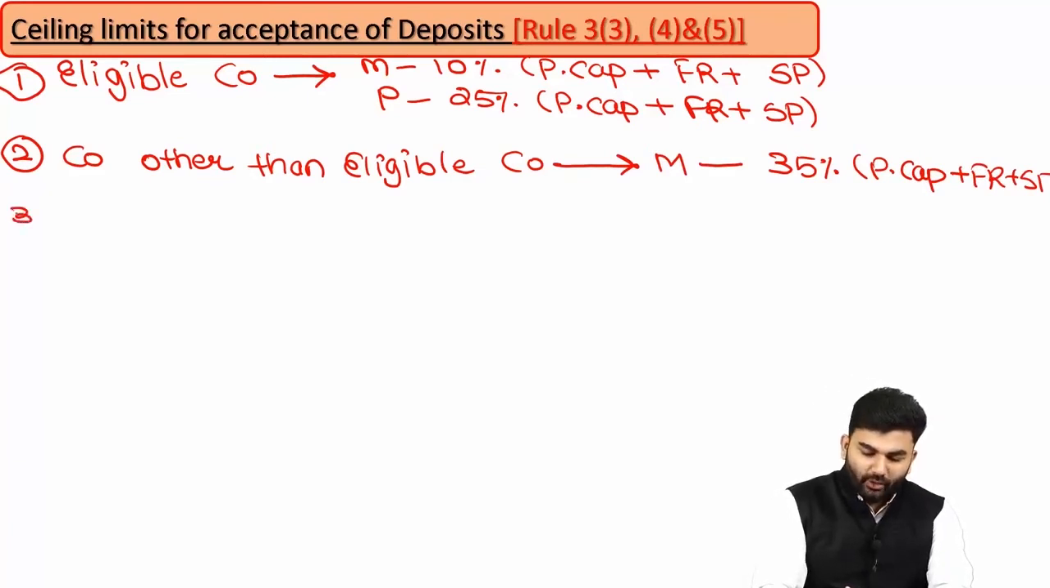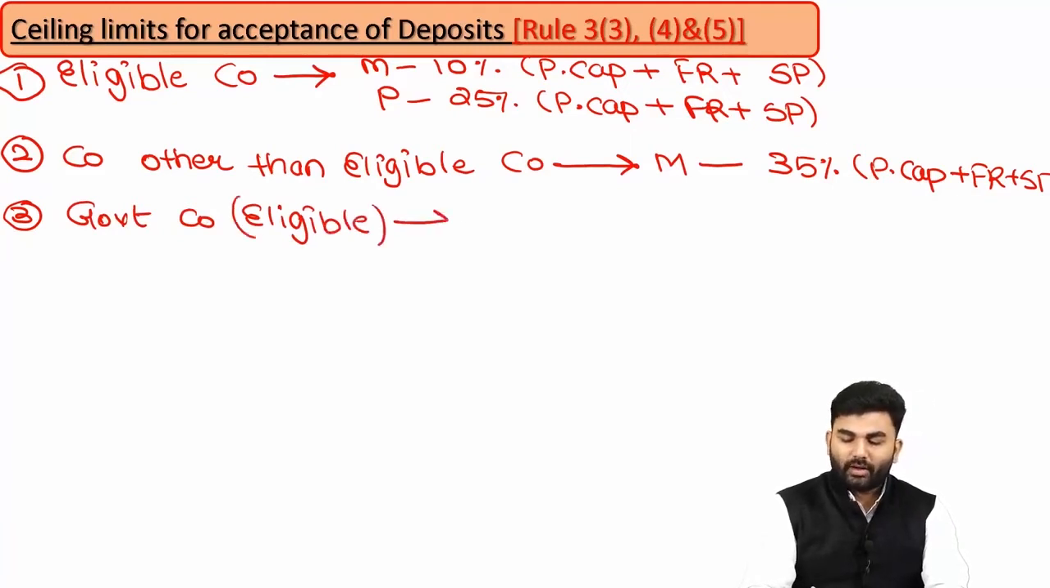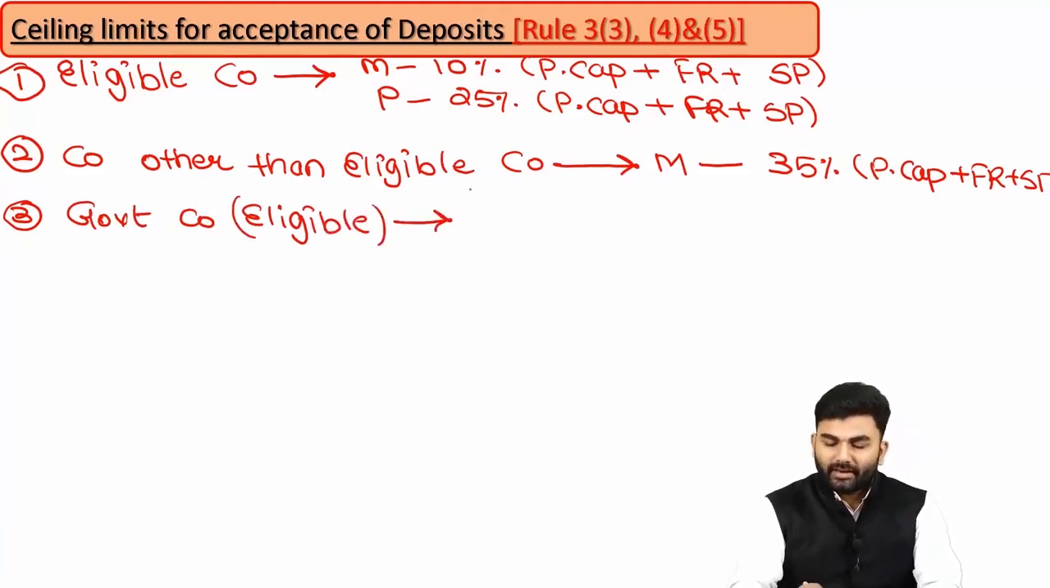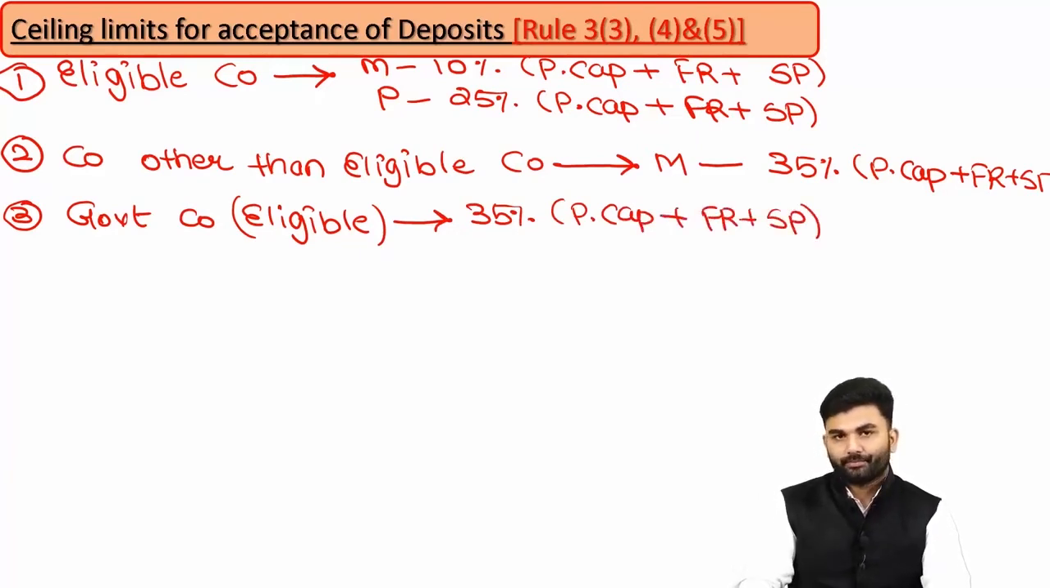Over here, if you are a company which is a government company and which is eligible in nature, then yes, your company can accept deposits up to 35% of paid up capital plus free reserves plus securities premium.